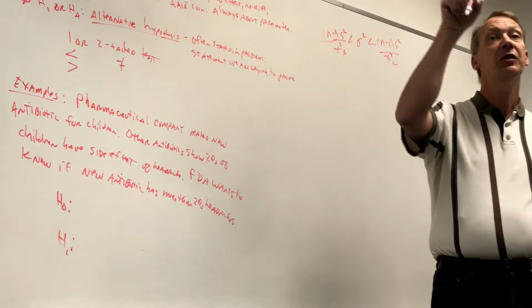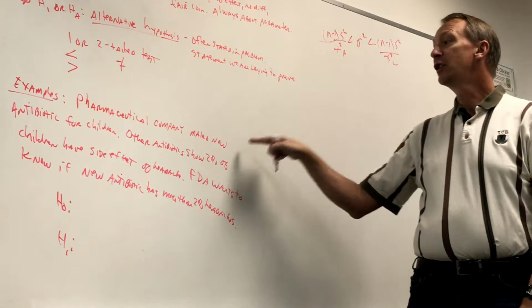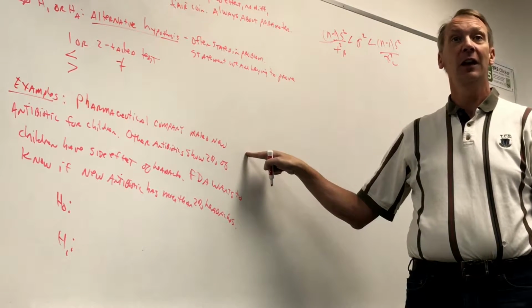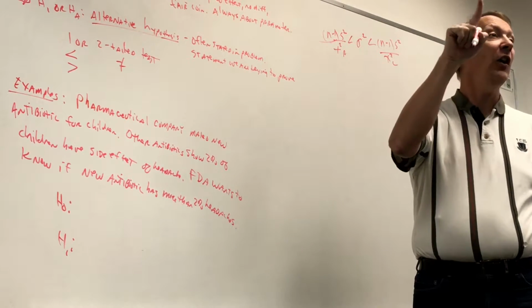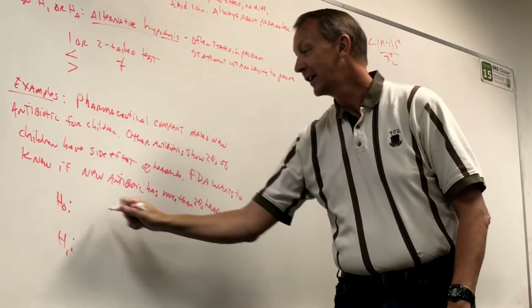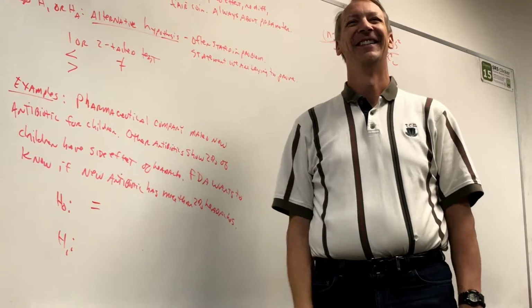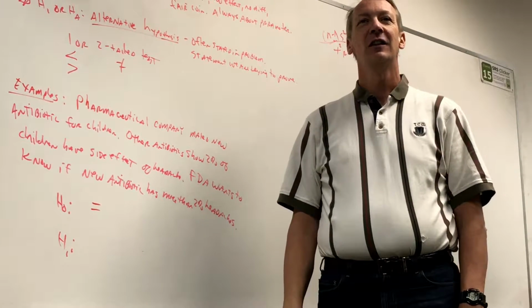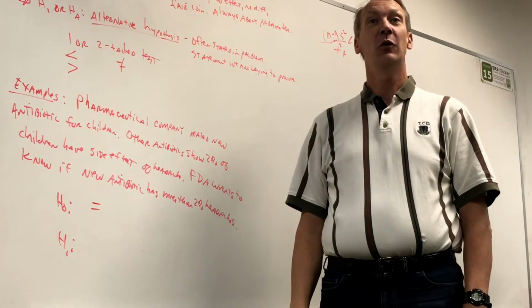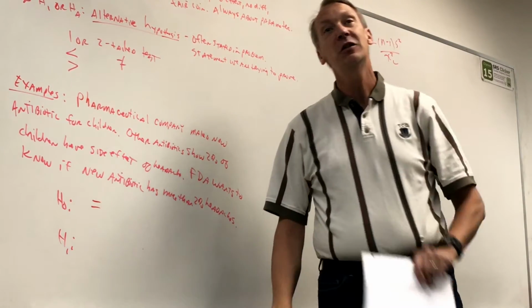Okay, so conceptually you're exactly right. The new antibiotic has the same number of headaches as the other stuff. Now conceptually you're correct, but that's not a math statement. A math statement has to have an equals in it. So something's going to equal something. So how do you convert what you just said to a math statement?